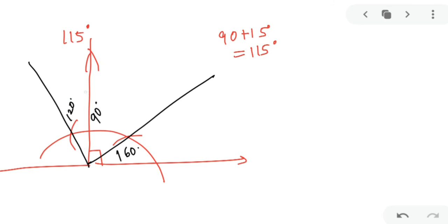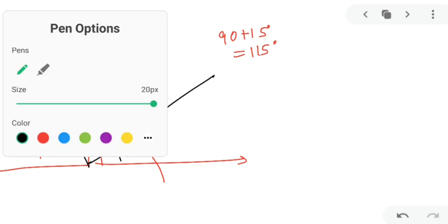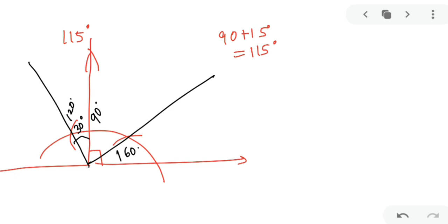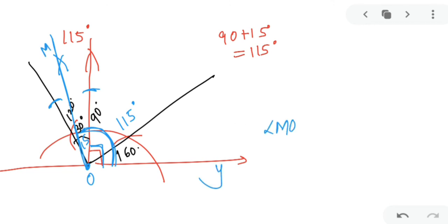सो इस 90 और 120 के बीच में देयर आर 30 डिग्रीज. अगर मैं इस 30 डिग्री का बाइसेक्ट कर रही हूँ तो आई विल गेट 15. तो ओ पॉइंट पे आई विल पुट माई कंपास एंड आई विल बाइसेक्ट दिस. Once I bisect this, what I will get is this 15 degree. And when I add 90 plus 15, what I'll get is 115 degree. So if I name this blue pen as M, my required angle MOY will be 115 degrees.